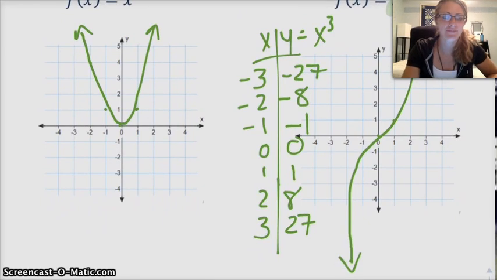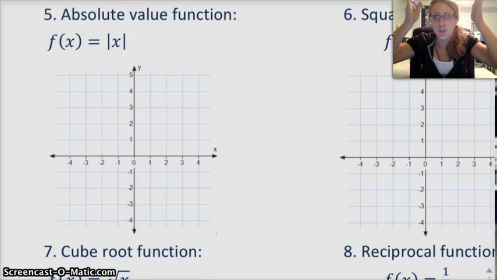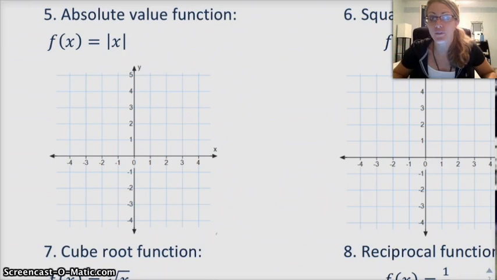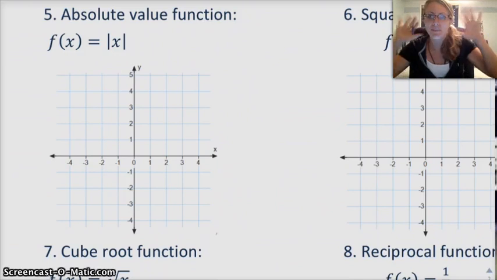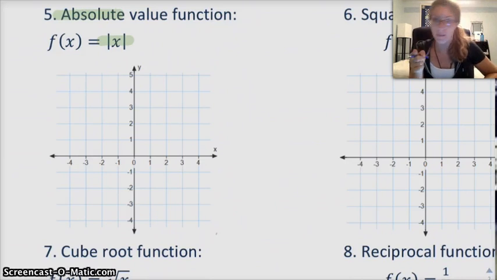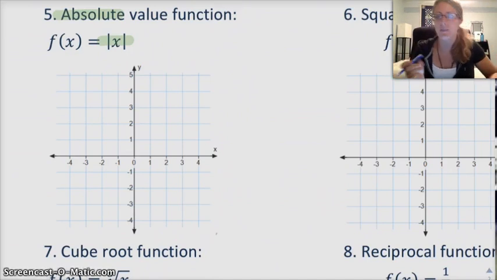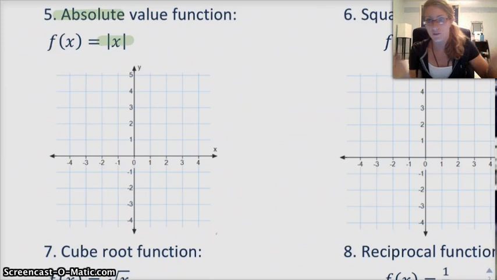Great. Number 5, the absolute value function. Okay, so the absolute value function. Guess what? You're taking the absolute value of x. Surprise! All right, absolute value. So if you don't remember what the absolute value function looks like, or you don't know how to graph it, again, let's pick some x values and figure out what it is. Remember, absolute value is the distance from 0.